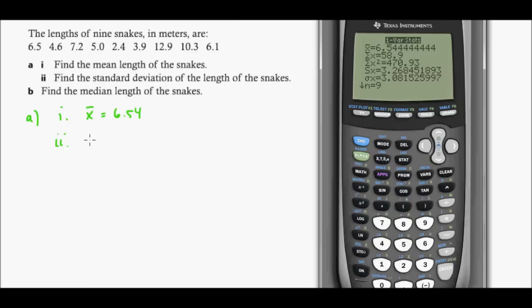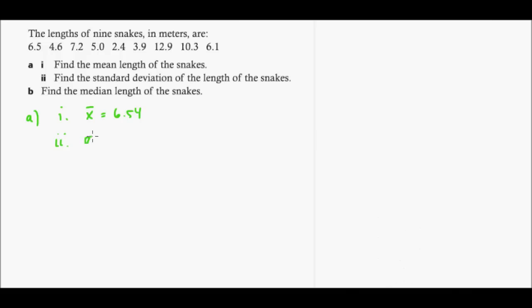So the standard, I can never make that sign, the sigma. Standard deviation of x equals 3.08. Okay. Wow, that's not nice. Equals. Let's try this again. So standard deviation of x is going to be... there we go. That's a little better.